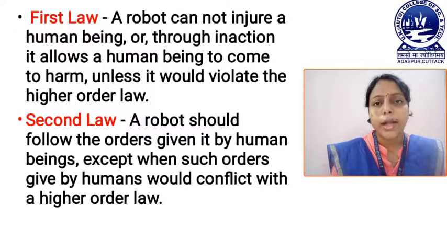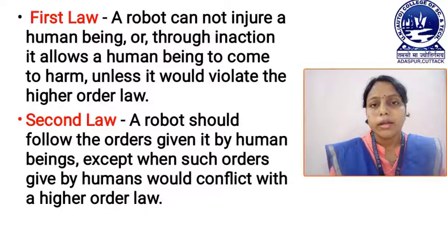Now look at the first law. Here the first law says that a robot cannot injure a human being, or through inaction allow a human being to come to harm, unless it would violate a higher order law. Which means the law says that the robot cannot harm a human being, unless it would violate the higher order law.